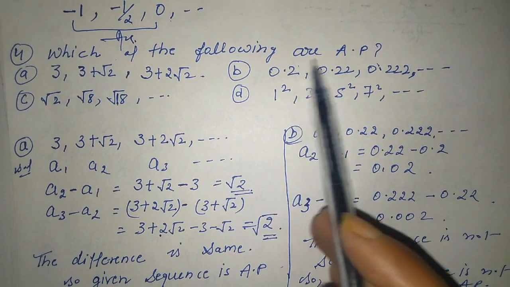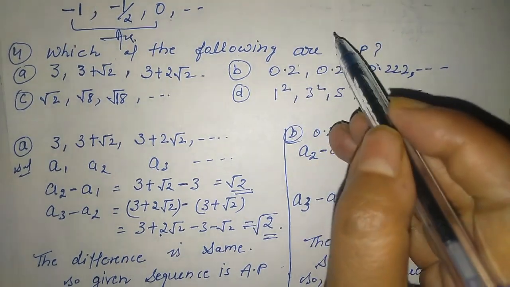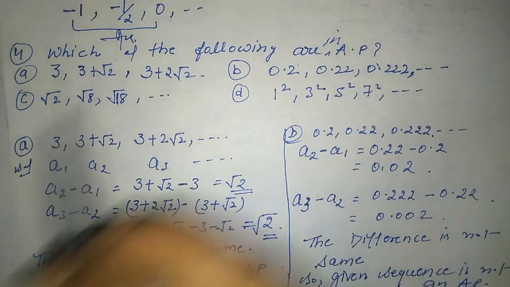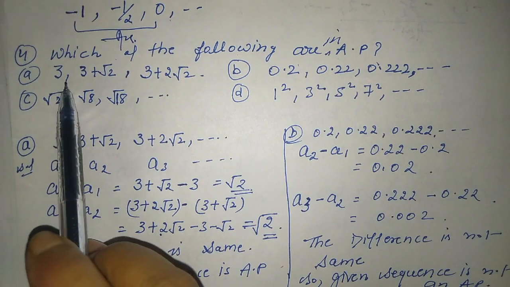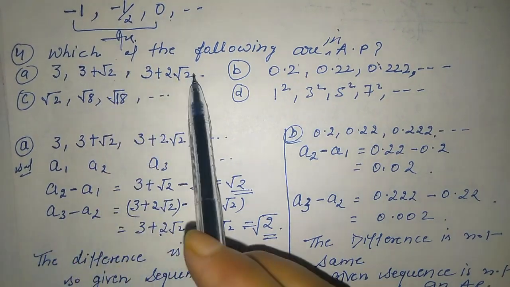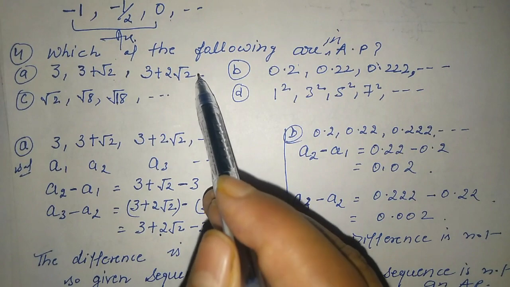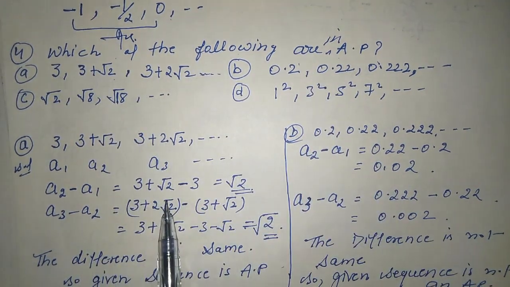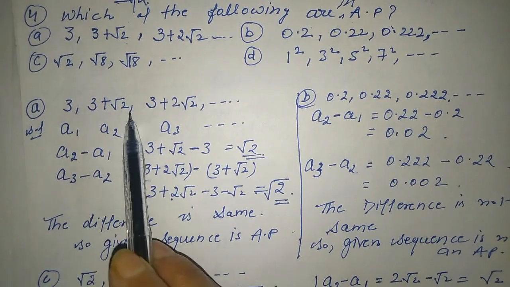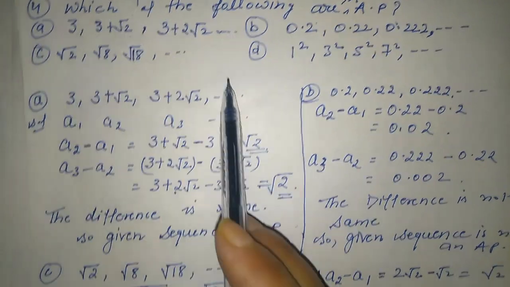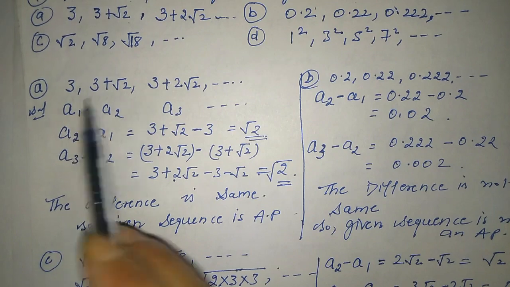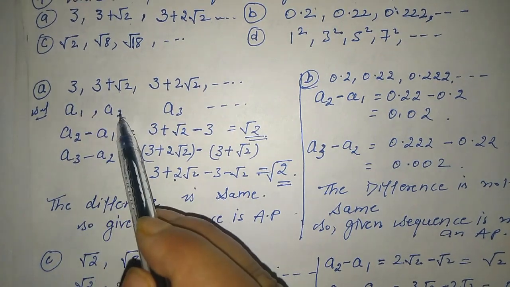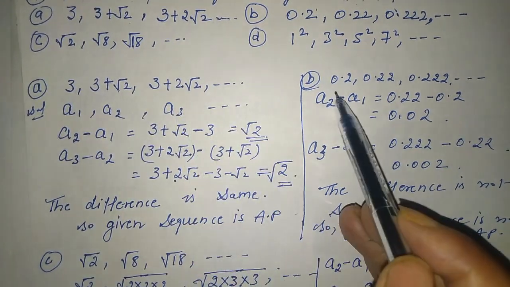Which of the following are in AP? This A part is given 3, 3 plus root 2, 3 plus 2 root 2 and so on. This is a series given. 4 parts are here. So this is the first part: 3, 3 plus root 2, 3 plus 2 root 2. So we can see here, this is A1, then A2, then A3 and so on.